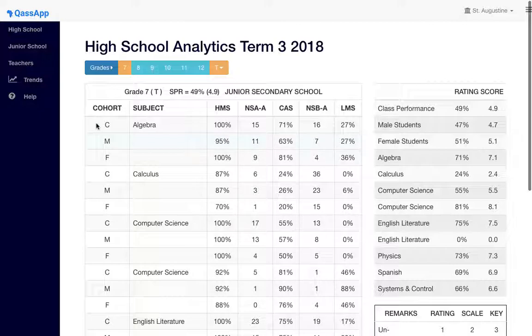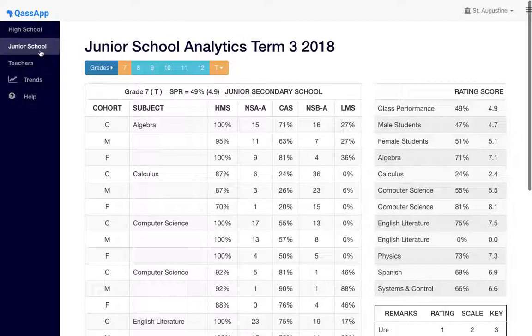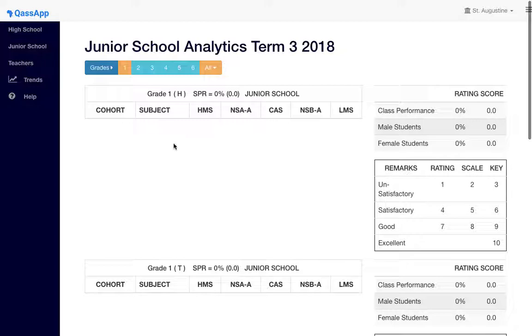Now that we've taken a look at that, over here in the side column, you can click on the high school or the junior school. We're currently looking at high school analytics for term 3, 2018. So you can only look at the current term right here, okay? Now over here, you can take a look at the junior school analytics for the current term.